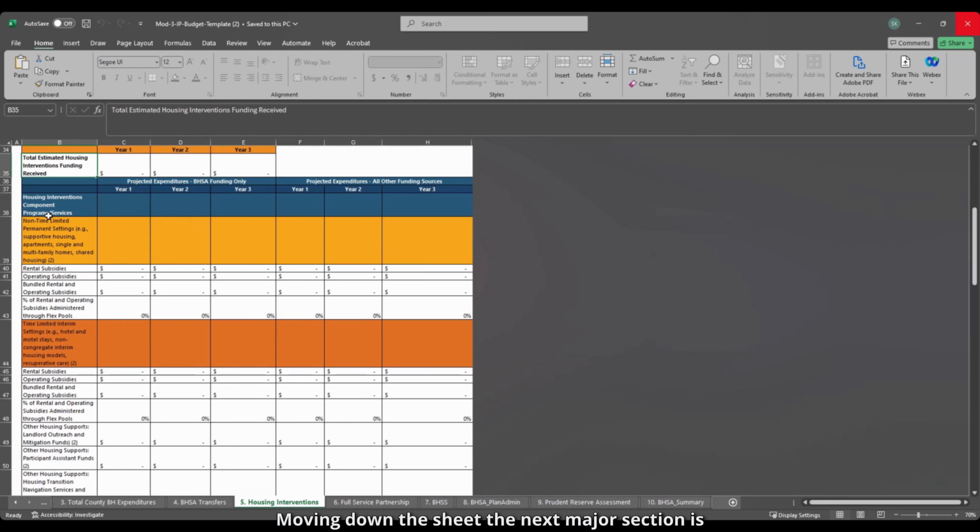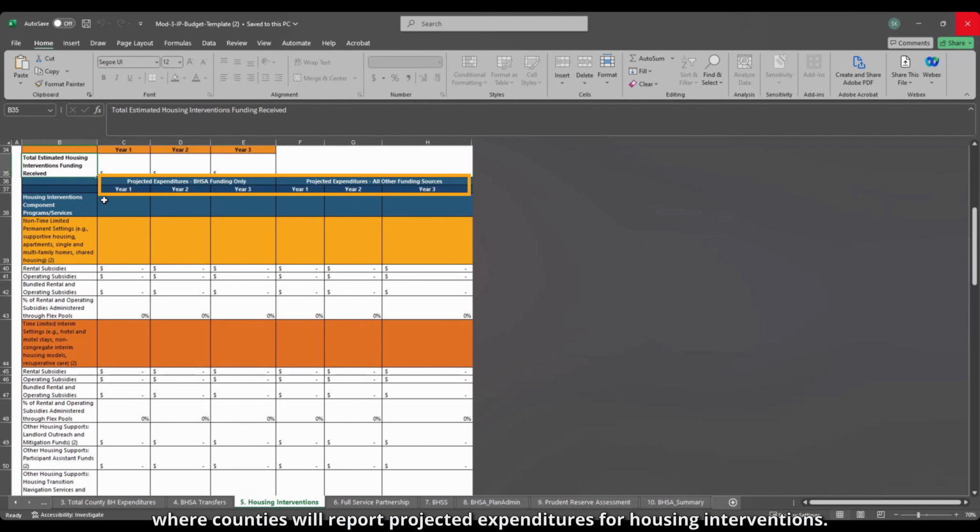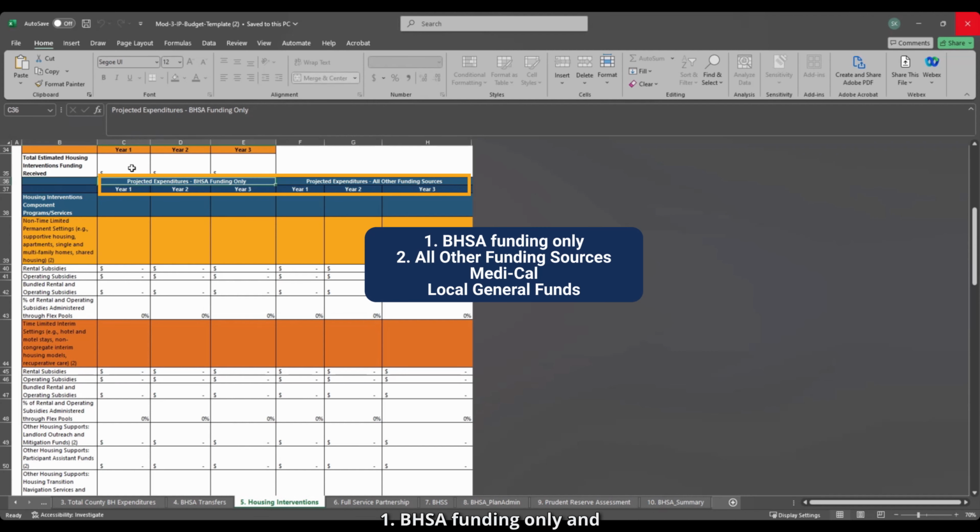Moving down the sheet, the next major section is where counties will report projected expenditures for housing interventions. These expenditures are split across two funding types: 1. BHSA funding only, and 2. All other funding sources, including Medi-Cal or local general funds.